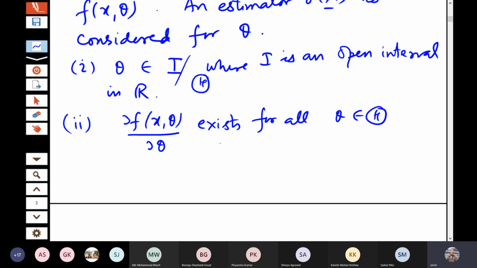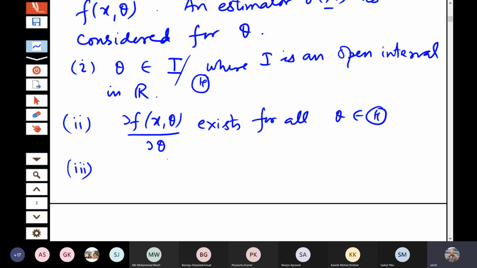Why? Because I am going to talk about derivatives. Derivatives, as you know, we cannot define on a discrete range because we are taking a limit, like we write f(x+h) minus f(x) divided by h as h tends to 0. If you don't take an interval, then this will not be valid. But fortunately, in statistics, for whatever distributions we usually consider, the parameters are in an interval.